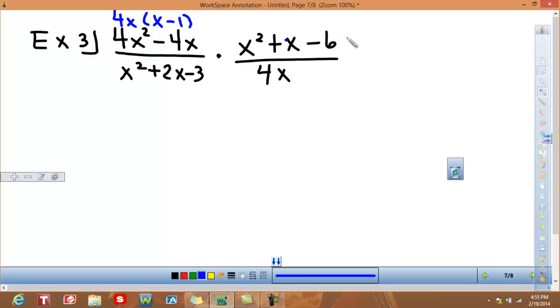In x squared plus x minus 6, my target product is negative 6, the target sum is 1, and those factors that multiply to get negative 6 and add to get 1 are 3 and negative 2. So this will go in the parentheses.